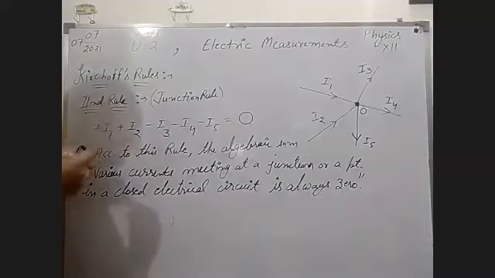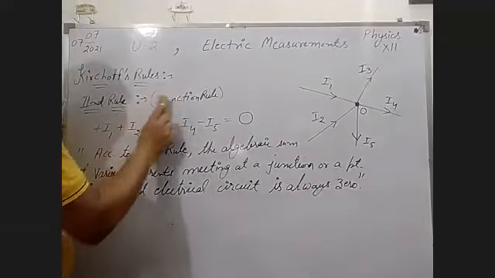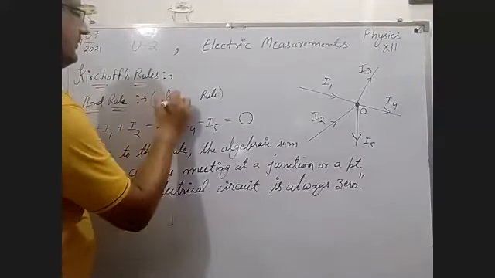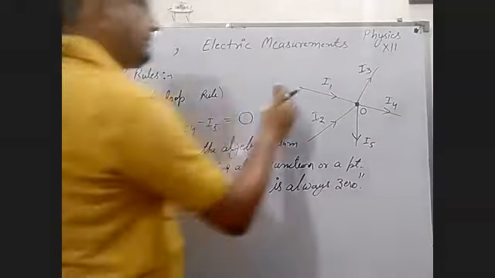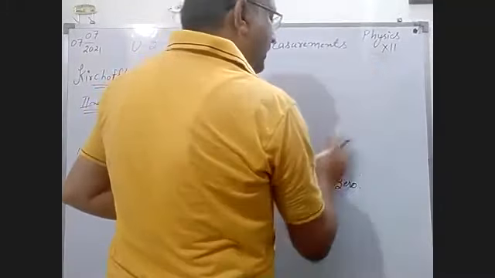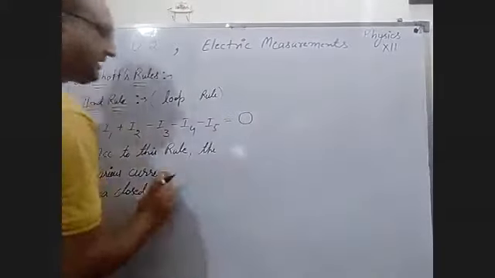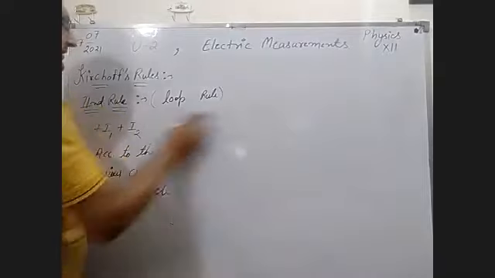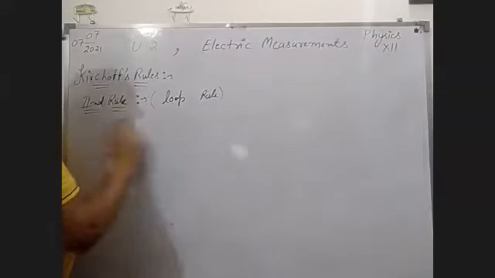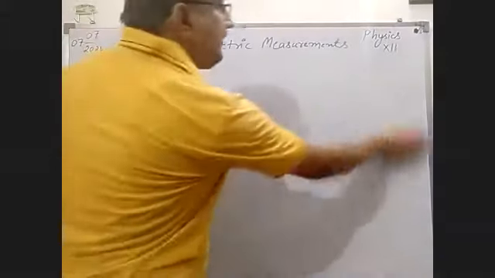Second rule, it is also called loop rule. And in an electric circuit, suppose you have more than one battery cell and so many resistances are also there, then how can you calculate current in different resistors and voltages? Then this rule will help you.